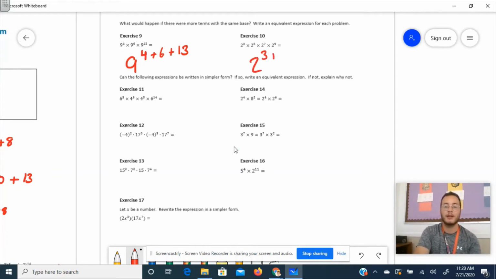Exponent would be 3 plus 5 plus 7 plus 9. And you can simplify that if you want. But once again, I just want you to see that all you have to do is add the exponents if it's being multiplied by the same base.